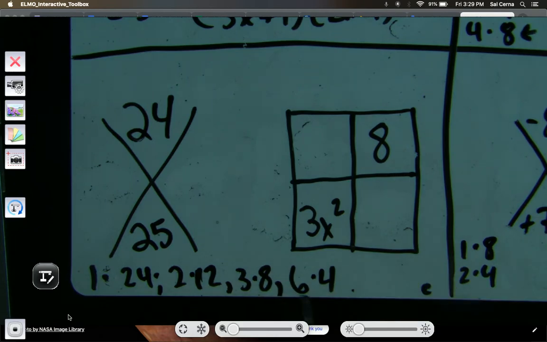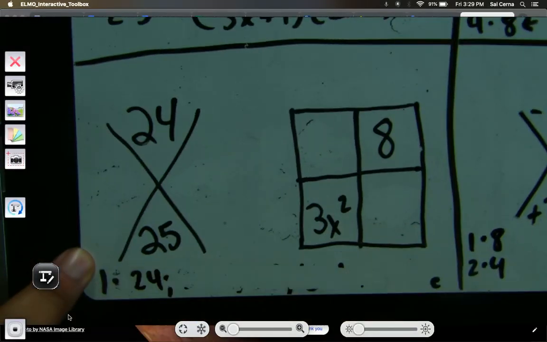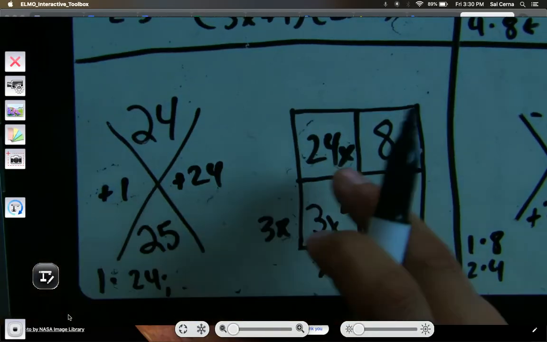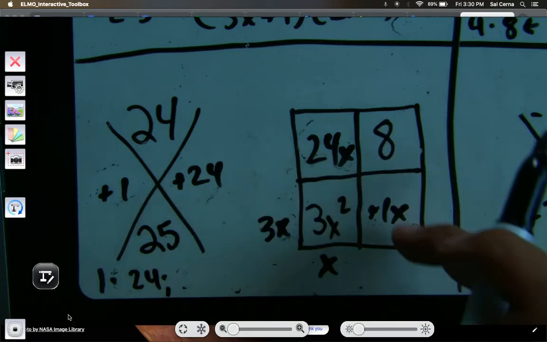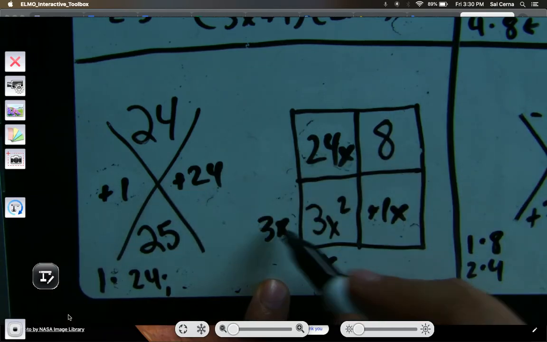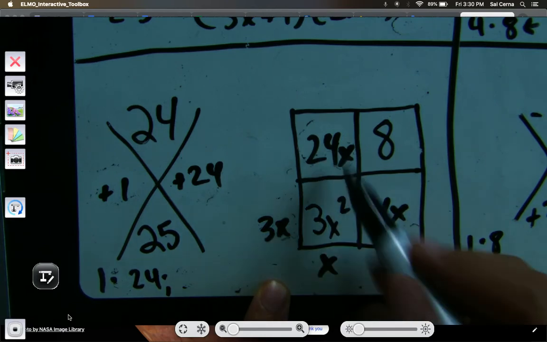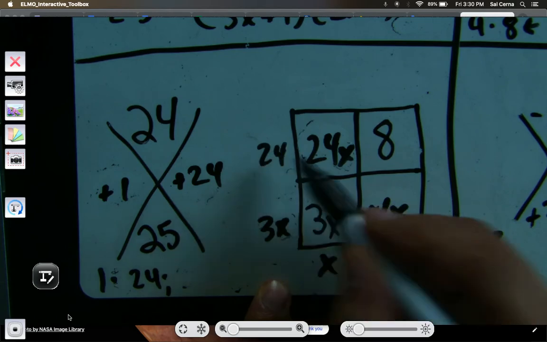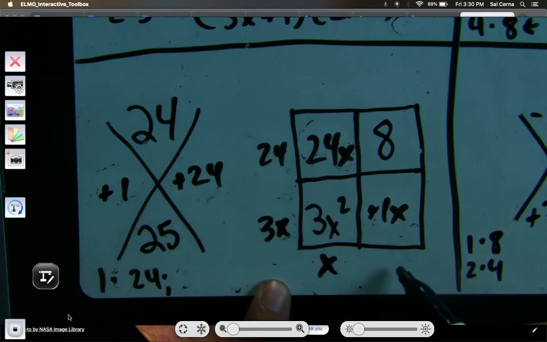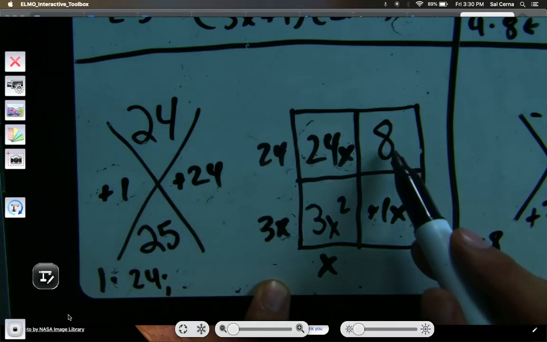I have to choose the pair that not only multiplies to 24, but also if I add those two numbers, it gives me 25. The best one is 1 plus 24, which is going to give me 25. So these are out. I put these two values here, and I got 24x and 1x. Now, 3x times x gives me 3x squared. That works great. But when I go here, 24x divided by x, I get 24. I notice that there's no value I can multiply with 24 to get 8.